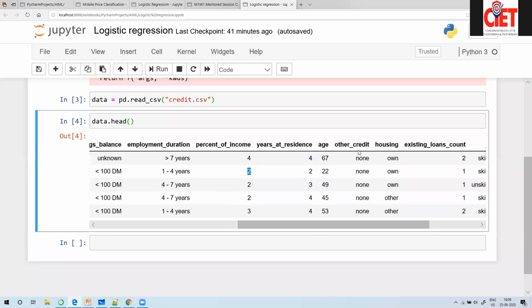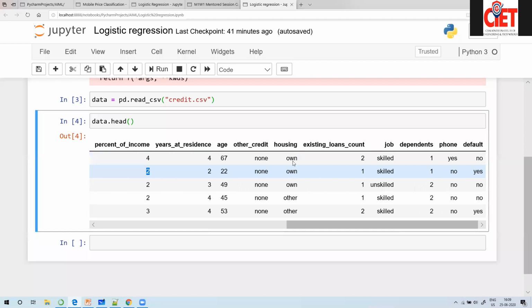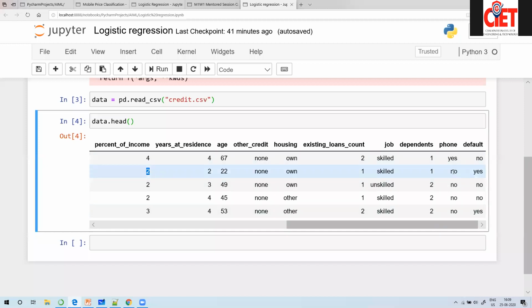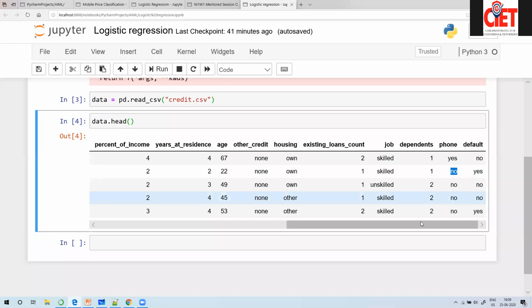Age, other types of credit if they have. Housing, do they own a house or do they rent it or something. Existing loans, if they already have any existing loans. Job type, skilled employee, unskilled, dependents, number of dependents. Do they have a phone number? Yes or no? This is probably a very old data set, maybe in the 1980s.